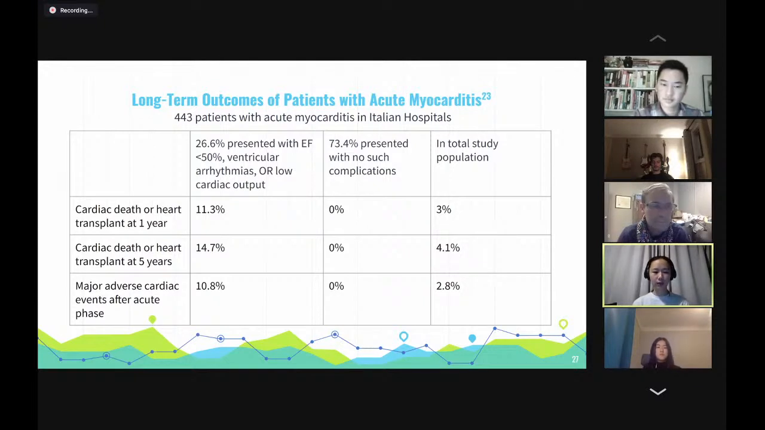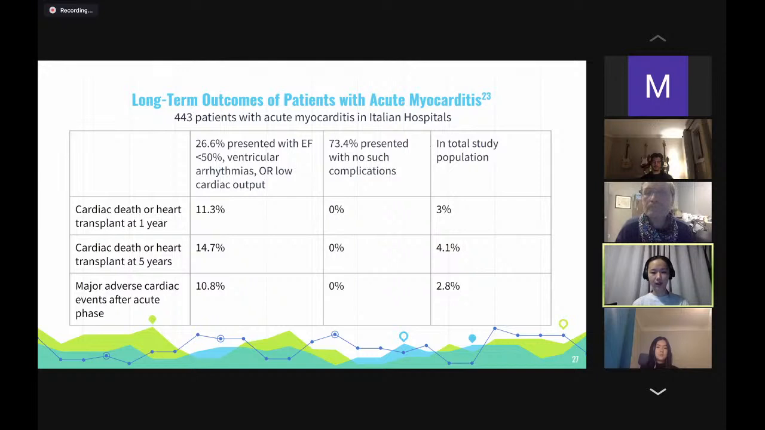Then these people were observed over the course of 5 years, and they took note of the percentage of people who had death related to heart disease or heart transplant. In the total study population, in this column to the right, 3% of people after 1 year experienced death due to heart complications or had a heart transplant. And this increased to 4.1% after 5 years. And after acute myocarditis had dissipated, 2.8% of people had a major adverse cardiac event.